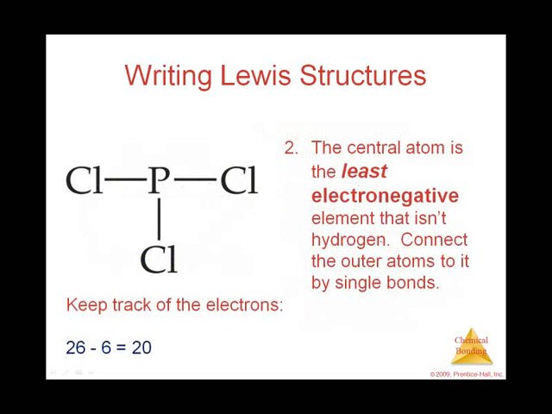Now, one of the important concepts here is the central atom is always the least electronegative element that's not hydrogen. Hydrogen can never be central because if I have hydrogen and something else, this hydrogen effectively will have 2 plus 2 or 4 electrons around it, and it can't. Hydrogen can have no more than 2, so hydrogen is always on the outside. But other than hydrogen, it's always going to be the atom that is least electronegative that's in the center. Alright, so I want to keep track of the electrons.